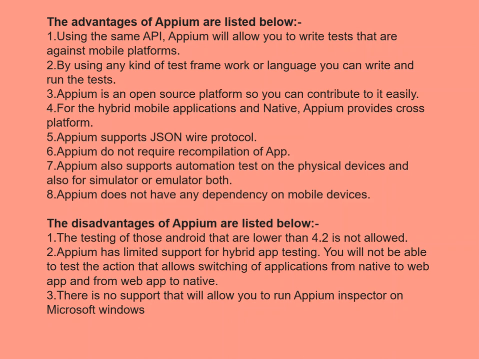And some of the disadvantages: if the Android OS is less than 4.2, testing is not allowed. There is also a limitation for hybrid app testing. And as of now, there is no support that allows you to run Appium Inspector on Microsoft Windows. So these are some of the advantages and disadvantages of Appium. With that, I conclude the Appium tutorial. I guess you got some overview of Appium.